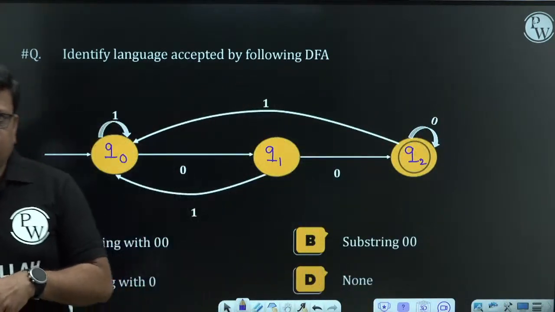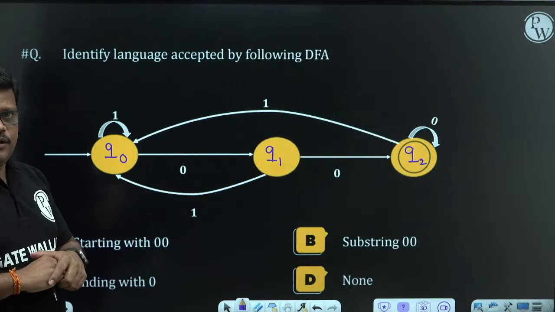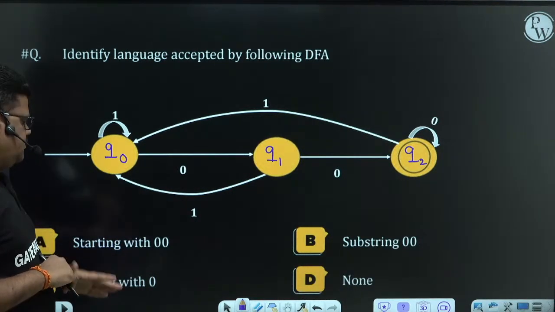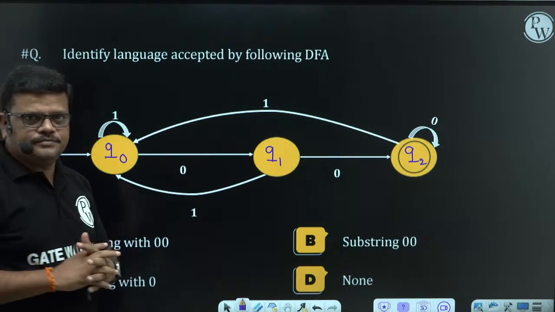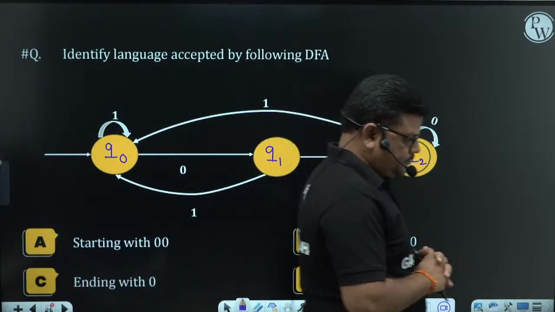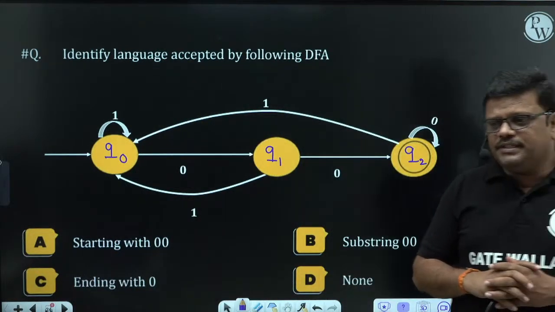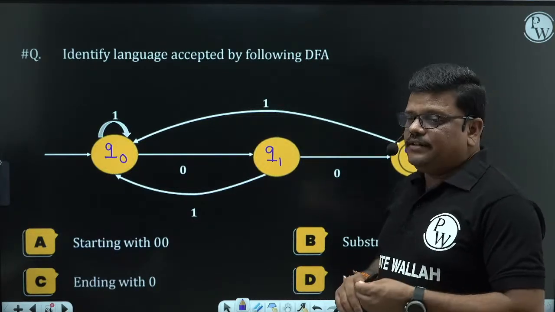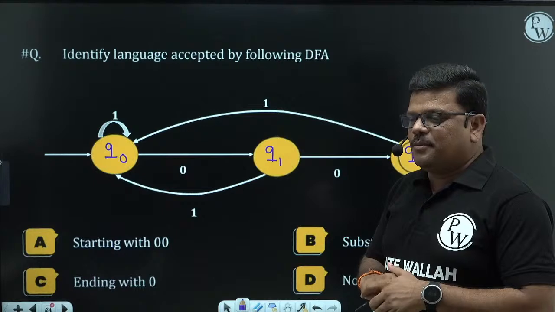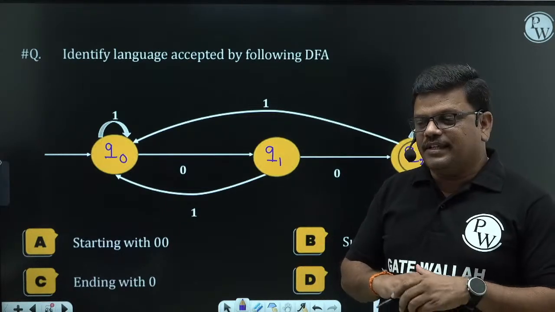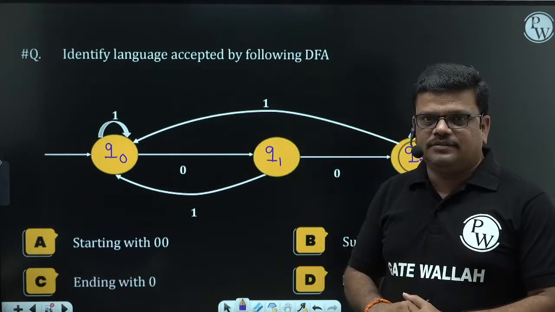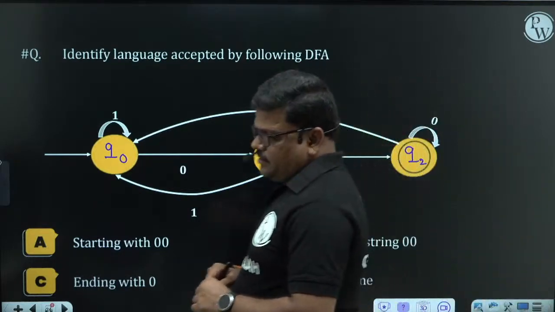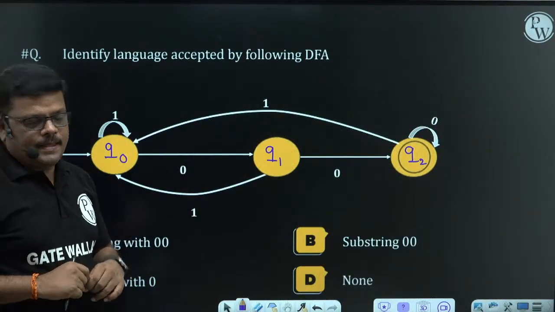So very good. Try to give answers. Some people are saying B, good attempt. Some people are saying C, good attempt. The problem with GATE questions is that you think your answer is correct, but mostly it is not. There is a high chance of getting negative marking. So we need to practice very clearly.